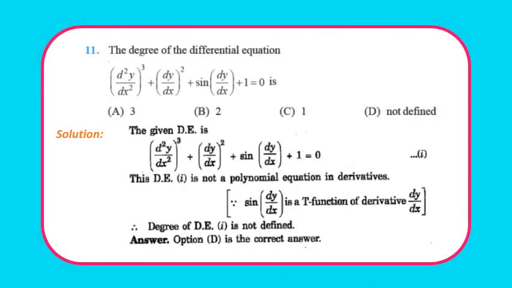Moving to question 11. The degree of the differential equation (d²y/dx²)³ + (dy/dx)² + sin(dy/dx) + 1 = 0 is, there are 4 options. Now we have to check which one is right. As you can see, it is not a polynomial equation in the derivatives, because we have sin(dy/dx), which is a trigonometric function of the derivative dy/dx. And from the definition of degree, we know that if it is not a polynomial equation, then the degree is not defined. So out of these 4 options, we have option D, which is not defined. Okay, so pause and note down the solution.